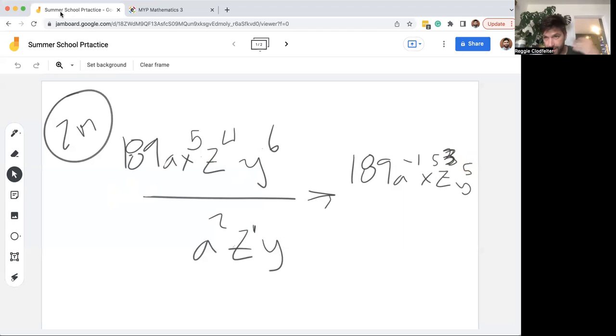So I have 189 multiplied by a to the -1st, x to the 5th, z to the 3rd, y to the 5th. And now the only thing I need to do is get rid of my negative exponent, which I do by moving a to the denominator. So my answer is 189 multiplied by x to the 5th, z to the 3rd, y to the 5th, divided by a.